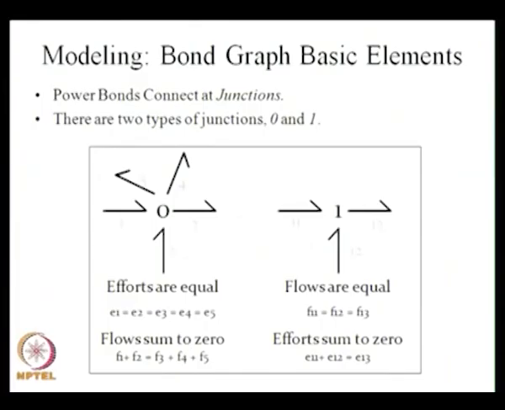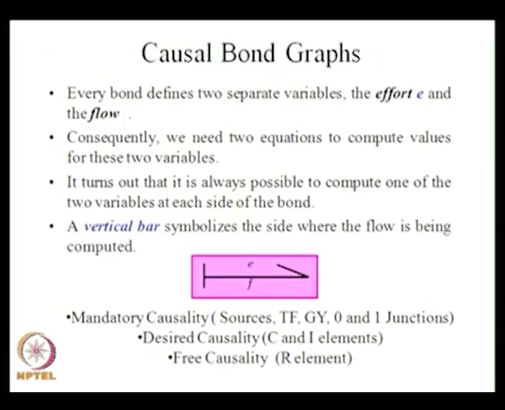We will see a few examples of how we do that, but before going to that we have one important function to be defined, which is known as the causality in the system. So causality basically explains what actually causes the system to perform. So whether the input into that system is an effort or a flow, which actually causes the system to behave, that is known as the causality.